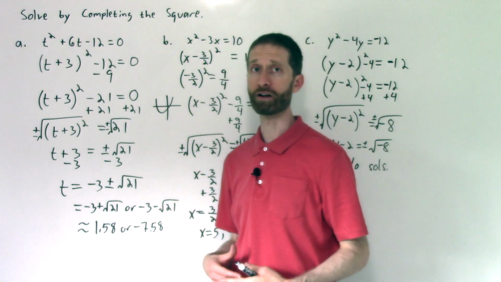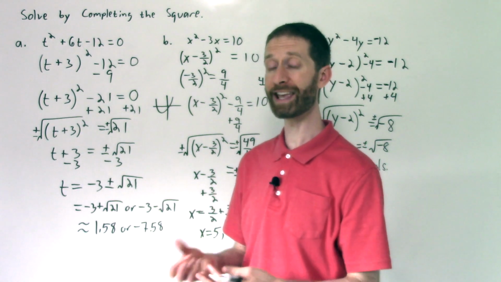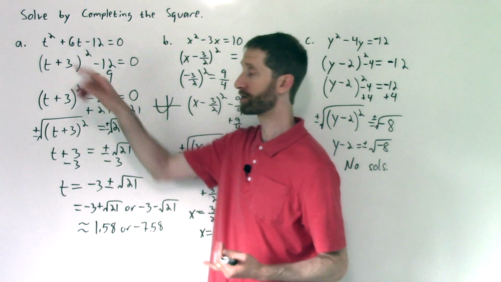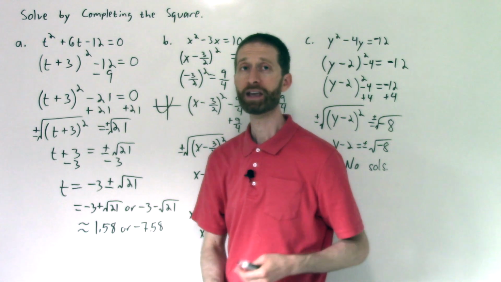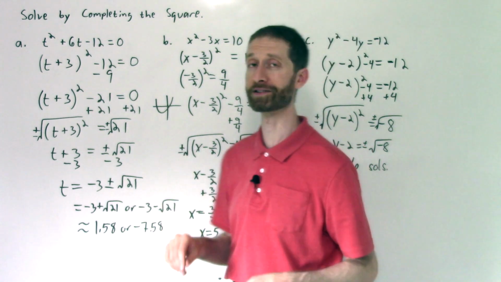It's a little lengthier. It's your last ditch, I'd say, technique that you would use if isolating by square rooting doesn't work, because you got a B term, or factoring doesn't work. In the not too distant future, I'm going to show you something called the quadratic formula that comes from this. Can't wait.